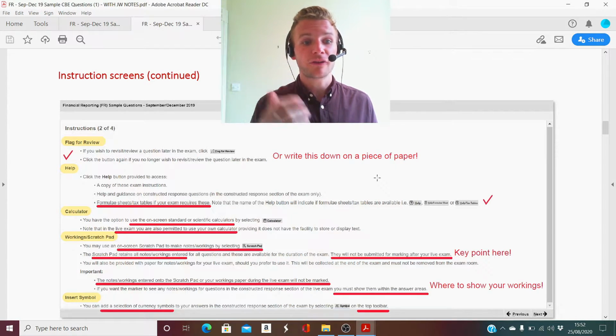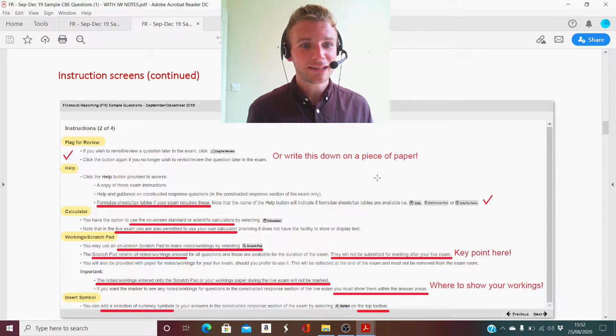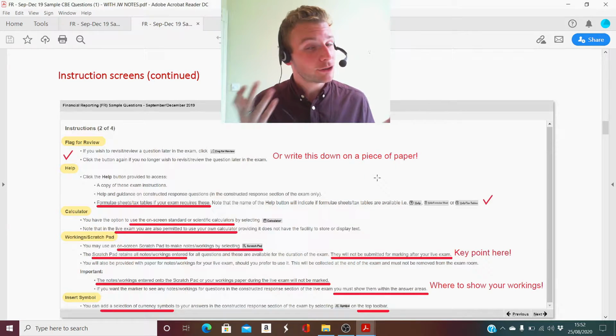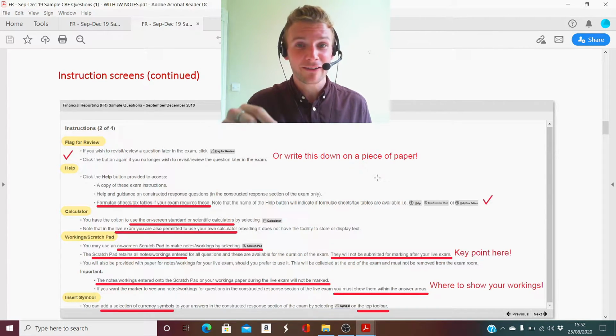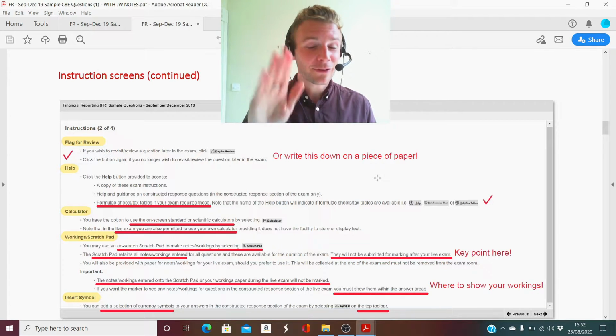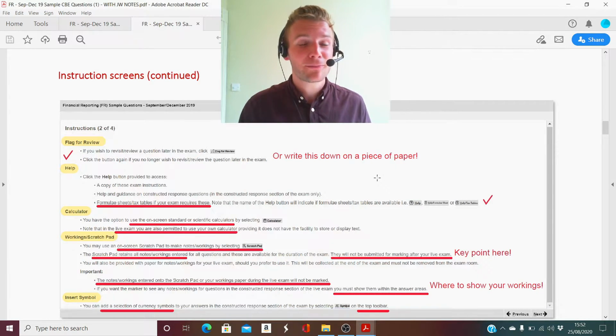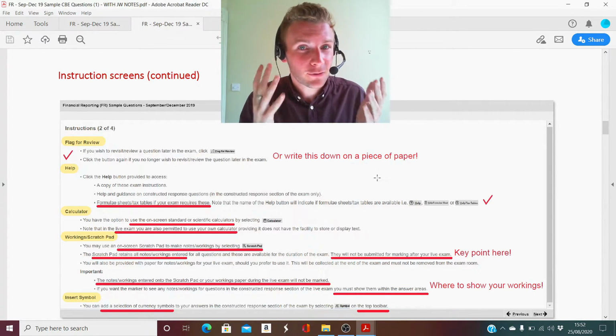Calculator, you can use an on-screen standard or a scientific calculator. Live exam, you're also permitted to use your own calculator. So again, comes with practice. If you're taking too long to actually use the on-computer calculator, get your own as if it was an actual hard paper, pen and paper exam, and use that way. Whatever method works best for you is the main bit of advice there, but you've got to practice it.